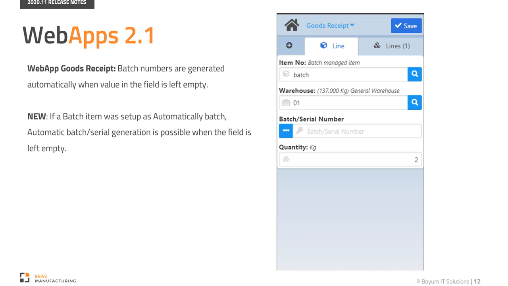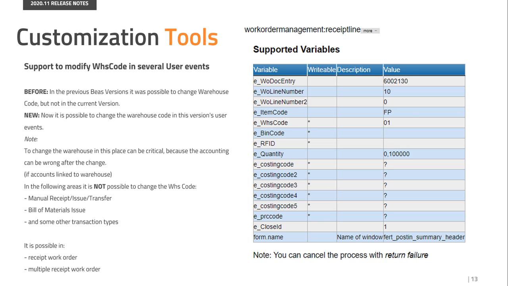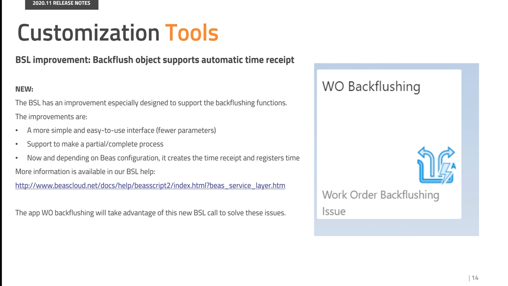In the Web Apps Goods Receipt, the automatic serial or batch generation was not possible. Now the system generates automatic batch or serial numbers when the respective field is left empty. In the customization area, we have added support to modified warehouse code in several user events. Due to our Beas service layer improvement, work order backflushing now supports automatic time receipt.